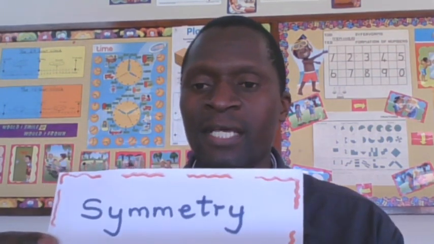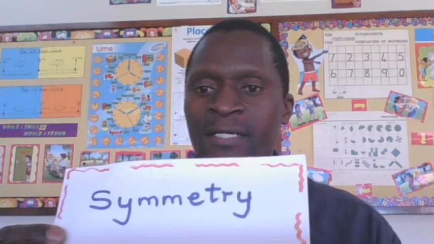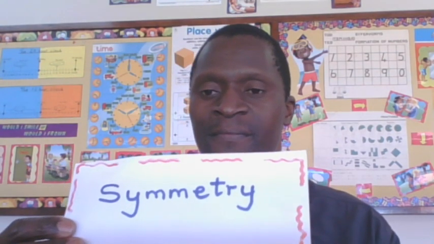This week again, we are looking at this special topic called symmetry. Say it again, symmetry. The question is, what do we mean by symmetry? Symmetry simply means you are looking at a 2D shape and you fold or cut the shape so that it has similar sides on both sides.